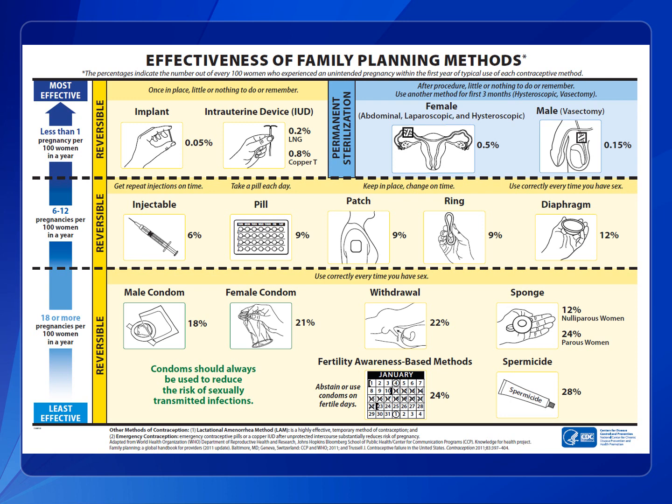All of these methods are reversible and include injectable contraception, combined hormonal contraception such as the pill, patch, and ring, and the diaphragm, which is a barrier method. The bottom row shows the least effective methods. 18 to 20 women out of 100 using these methods can expect to become pregnant over 1 year. These methods are all reversible and include the male and female condoms, withdrawal, the sponge, fertility awareness-based methods, and spermicide. Please note that condoms should always be used to reduce the risk of sexually transmitted infections.